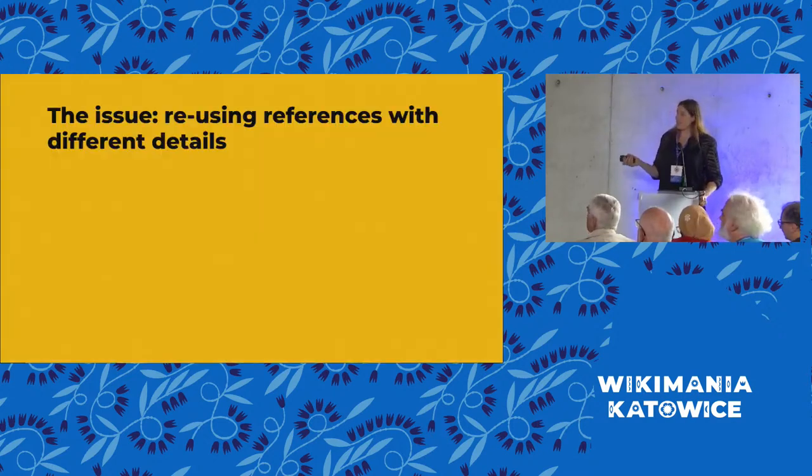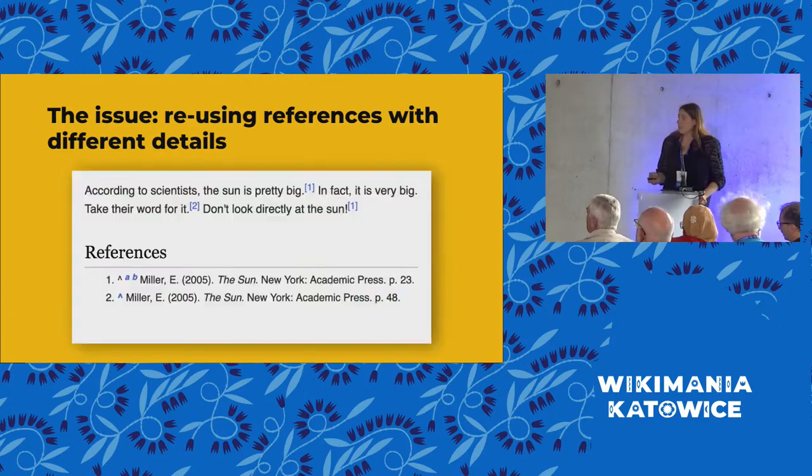And so what is now the specific issue that we're looking at? You currently can quite easily reuse a reference exactly in Wikipedia, but what if you want to reuse it but with slightly different details? You want to add different page numbers, for example. That's currently not so easy to do. So the basic way to do it is kind of like this. You just create a copy of your reference and then you change some details about it. So in this case, the page numbers.